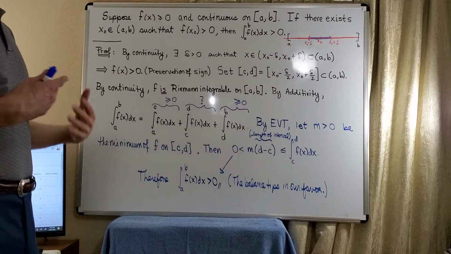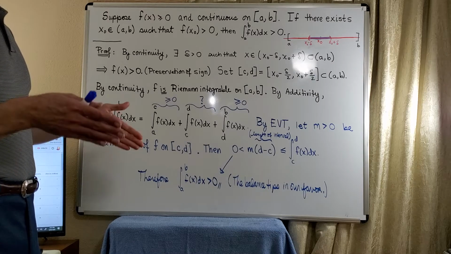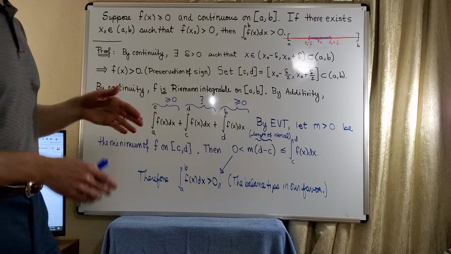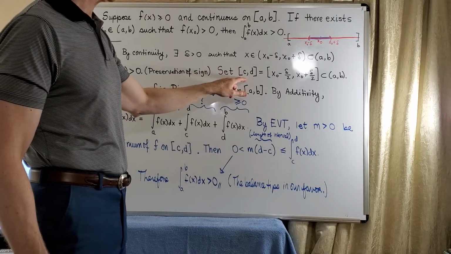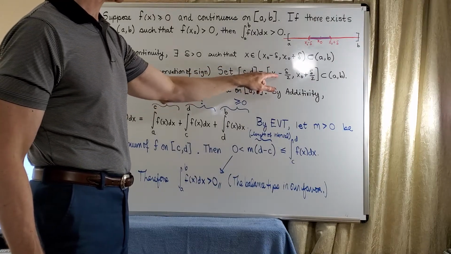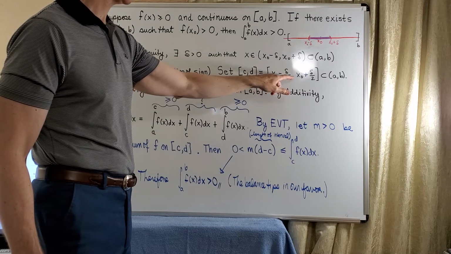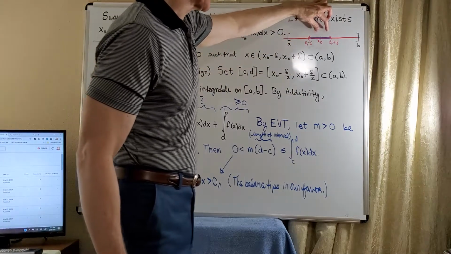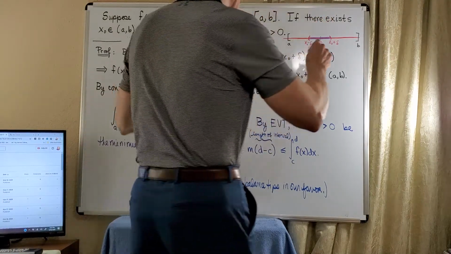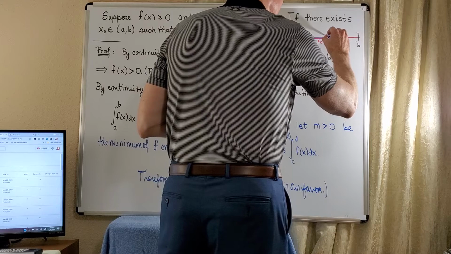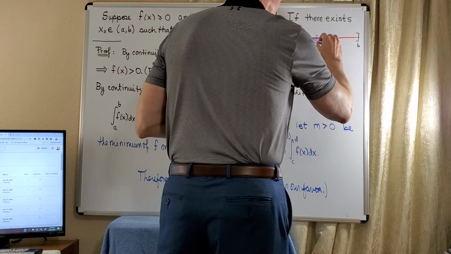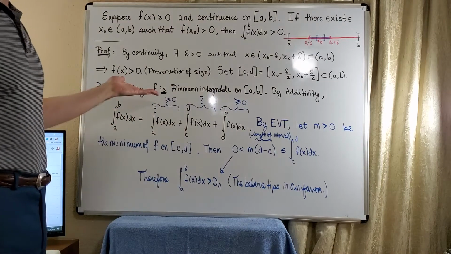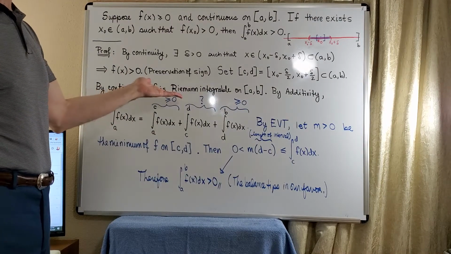Now to move the proof forward, what we want to do is make this interval a little bit smaller and create a closed bounded set. So what I'm going to do is set [c, d] to be the closed set x sub 0 minus delta over 2 to x sub 0 plus delta over 2. So we're just going to bring the closed set inside a little. So basically we'll have something like this. So now what we want to use is the continuity to give us the Riemann integral.